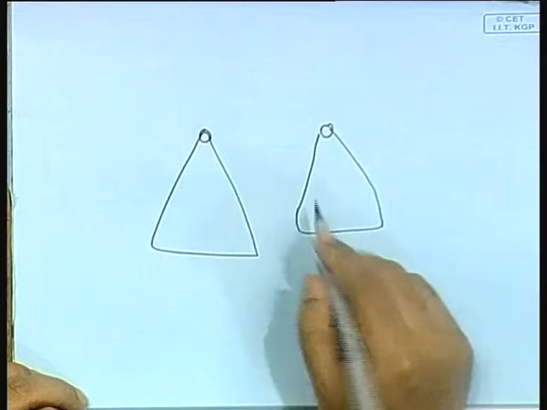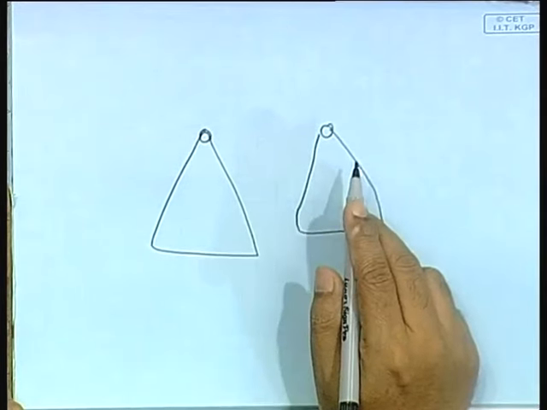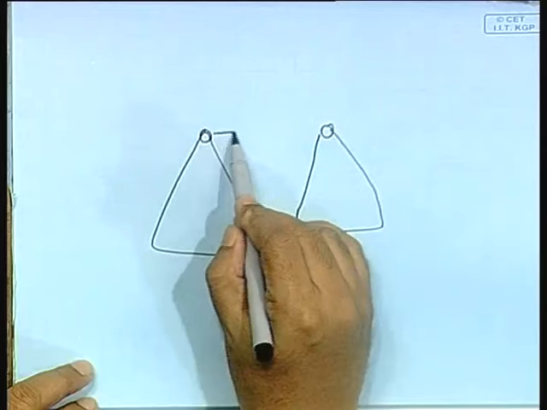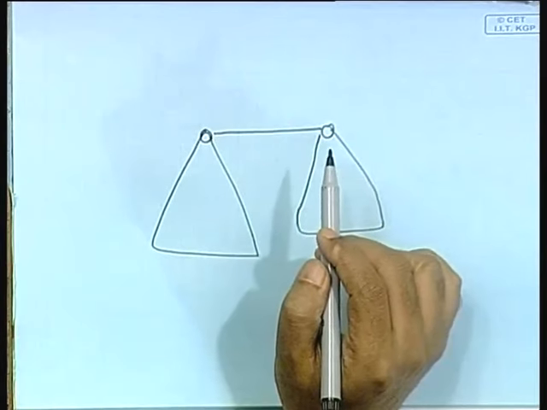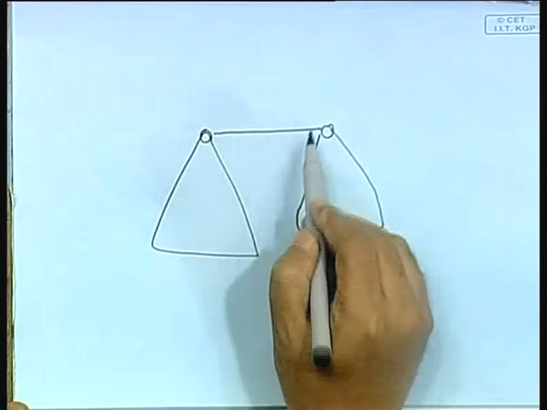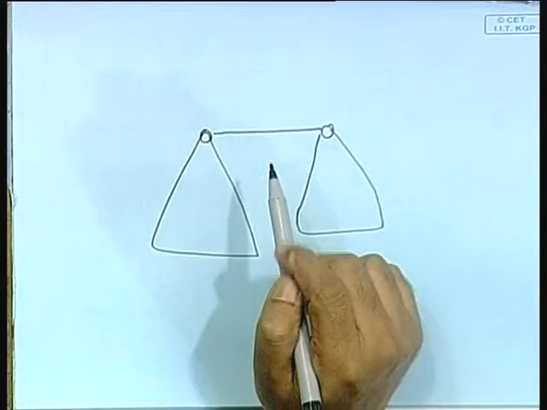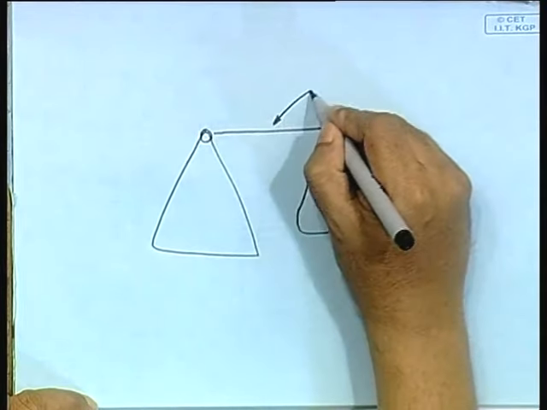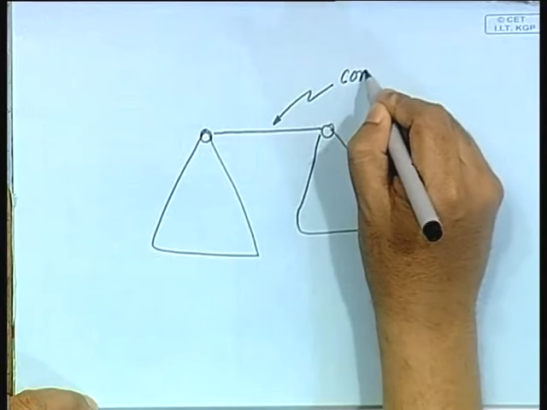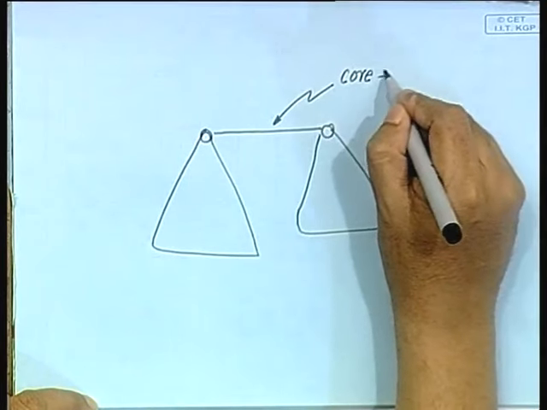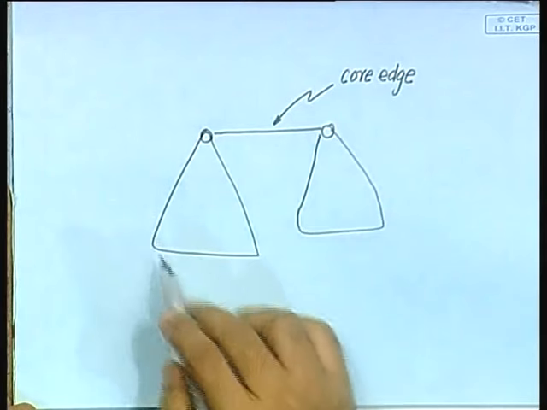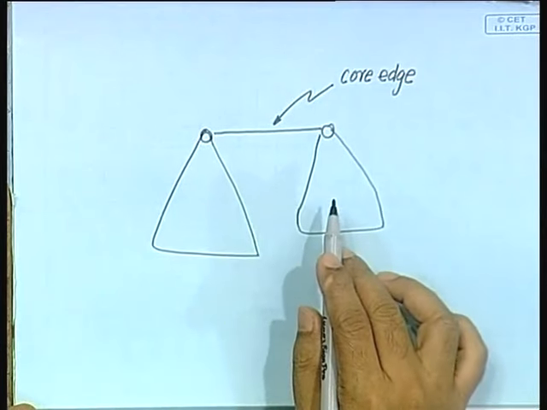These are at the same level. When they merge, they will merge by adding an edge between them. We will call this edge, the edge with which they merge, the core edge of the new fragment.